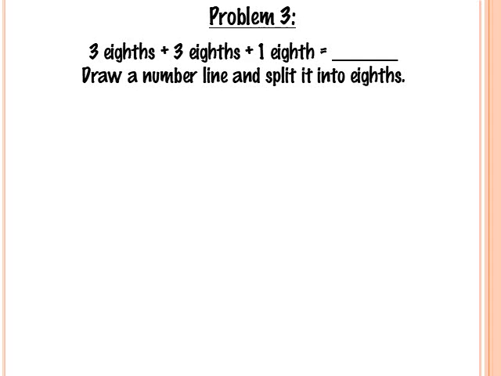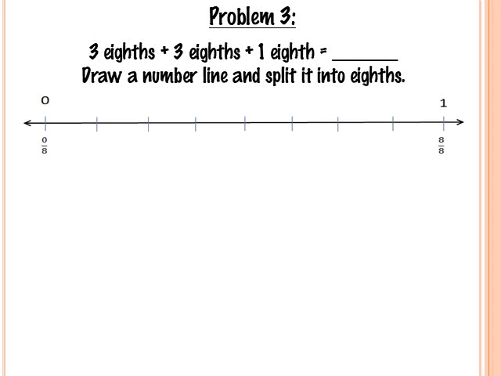First, we're going to have that number line split into eighths. You have a number line, it's split into eighths. It starts at 0/8 and it ends at 8/8. You're going to fill in the rest. You're going to fill in 1/8, 2/8, 3/8, 4/8, 5/8, 6/8, and 7/8. Notice above the 0/8 is a 0. Notice above the 8/8 is a 1.